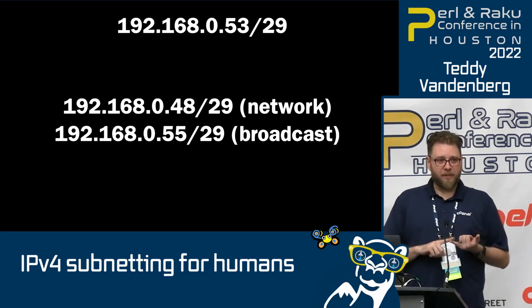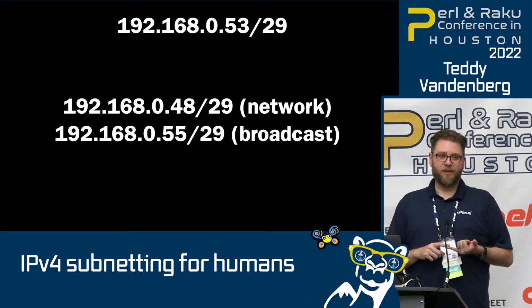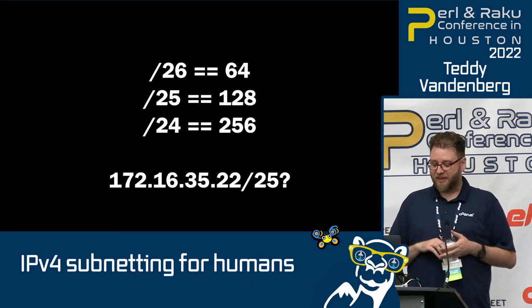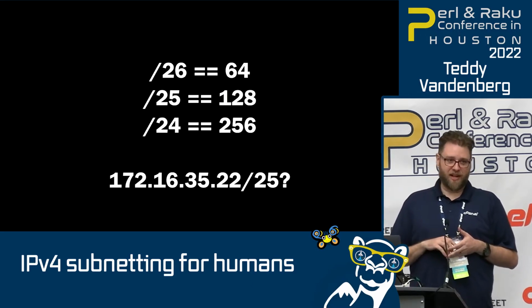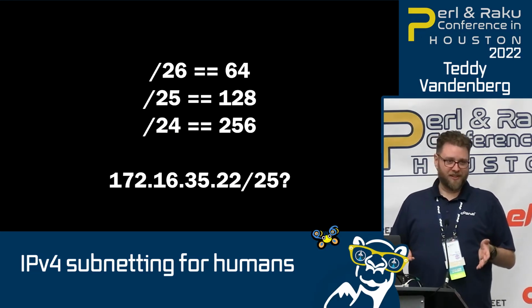So your network IP address, the first IP address in your range, is 192.168.0.48/29. Because your next range starts at 56, you know your broadcast IP address is 192.168.0.55. The knowledge of 32 is a couple steps away.